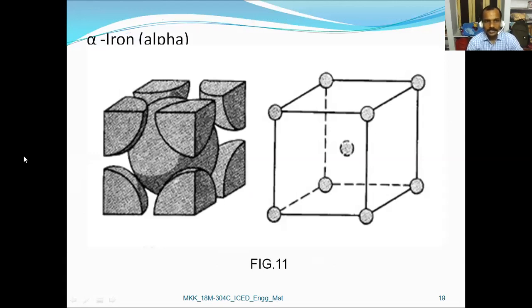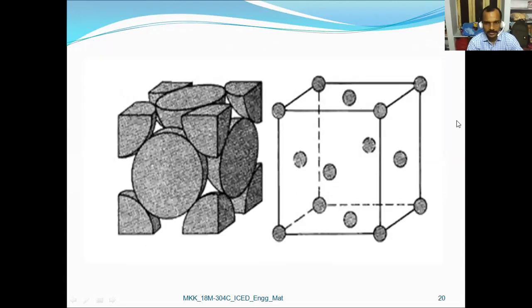So here let us see the alpha iron structure. Here you can see the center atom, and then the sides 1, 2, 3, 4, 5, 6, 7, 8. Similarly we are able to see this particular structure here, and here also we are able to see the same.